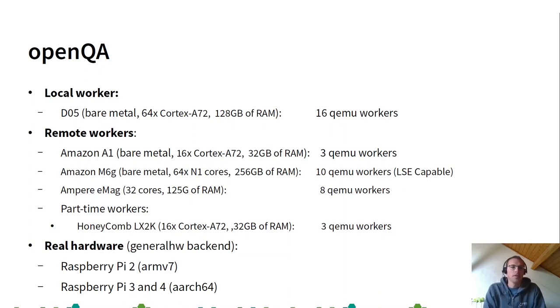And we also have real hardware tests, also on the remote side with a generalhw backend. So we have one Raspberry Pi 2, which is ARMv7, and we have one Raspberry Pi 3 and one Raspberry Pi 4, which are both AArch64.